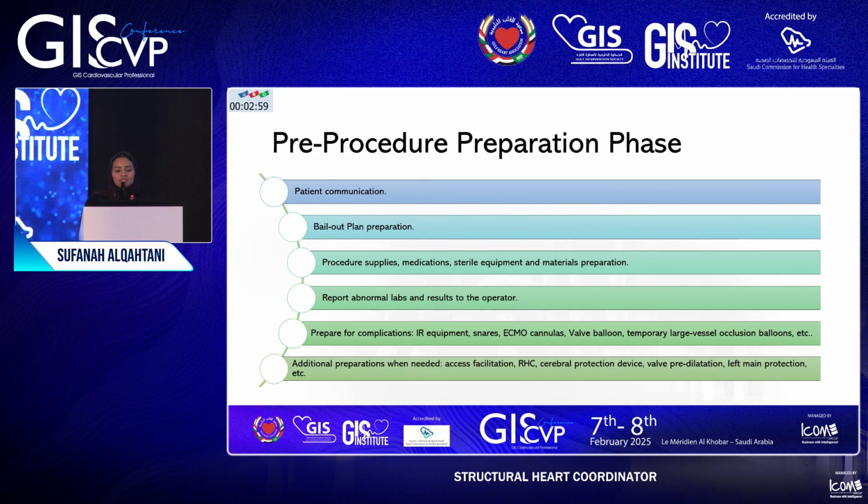Additional preparations should be prepared when needed or communicated by the operator. Whether you need access facilitation, your femoral access needs some help with peripheral balloons or with Shockwave or anything before your procedure, we have to prepare it beforehand. Or if the patient needs a concomitant right heart cath procedure with his structural heart procedure, or in cases of TAVI, he might need a cerebral protection device, valve predilatation, or left main protection.